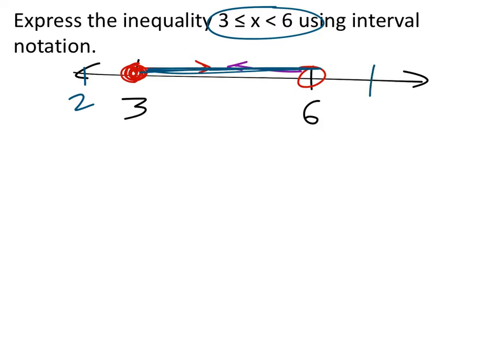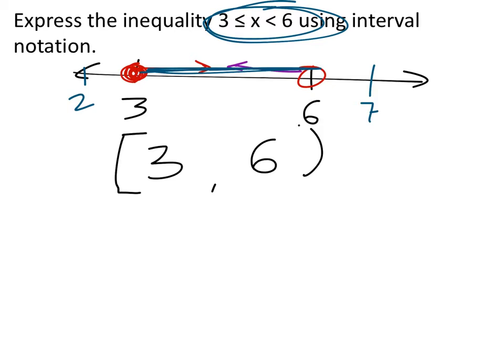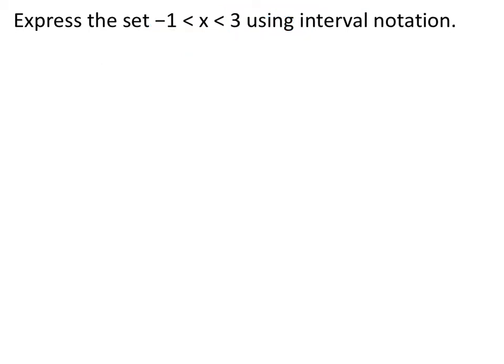And if I went to the right of 6, something like 7, that also makes this false. So anything in between those two values works, which should help us, again, to make the interval. So yeah, starting at 3 going to 6, which is not included. So we have this parentheses. 3 is included, so we have the square brackets. There's our interval. So it should work the same on this one as well.